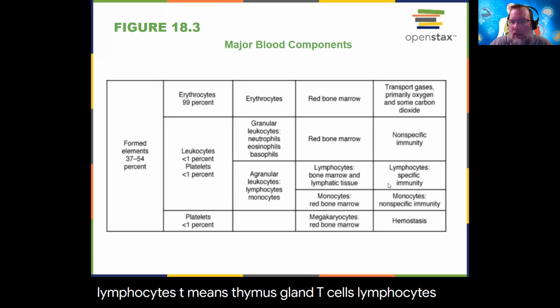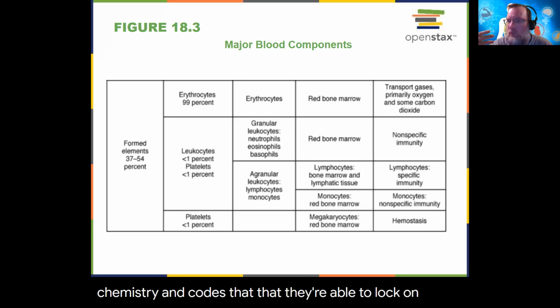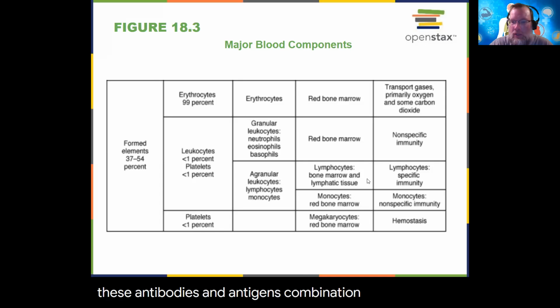Okay, T cell lymphocytes. And again, these are going to do more with specific immunity. So they're going to go after specific viruses. They have specific chemistry and codes that they're able to lock onto with these antibody and antigen combinations to go after specifics. Monocytes, red bone marrow. These are more non-specific immune functions. We'll look at monocytes and all of these when we get to the immune chapter. So this is just your introduction to leukocytes. Granular, agranular, always relate white blood cells or leukocytes to the immune system.